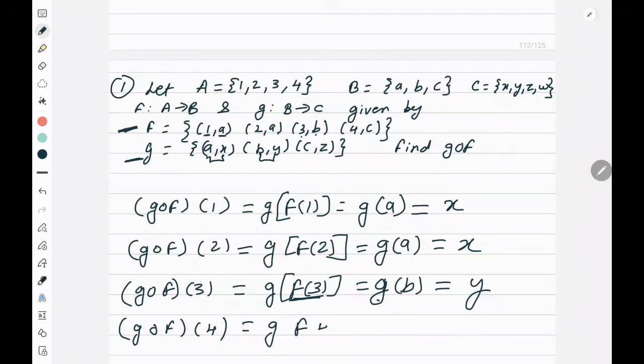g of f of 4. What is the image of 4? Image of 4 is C. So g of C. Now what is the image of C? Z. So z, this is my answer.